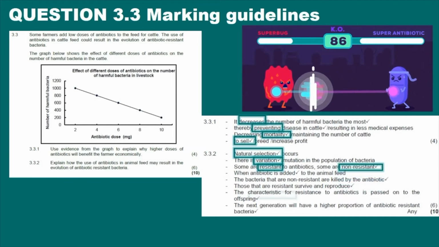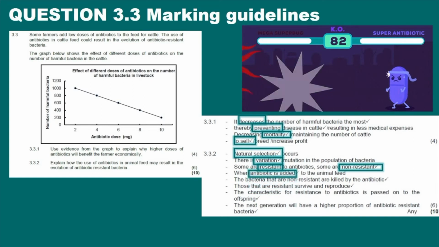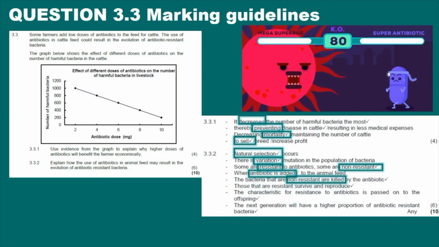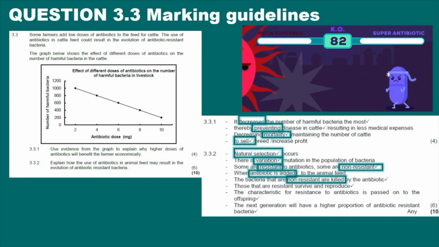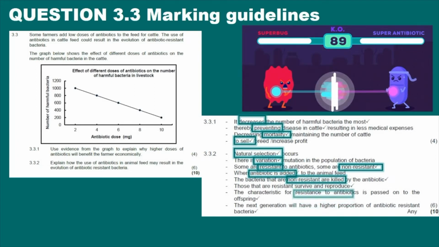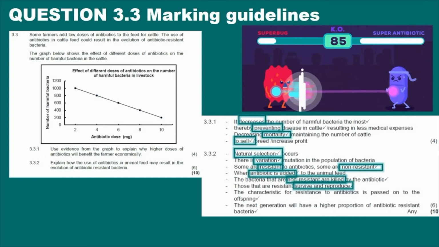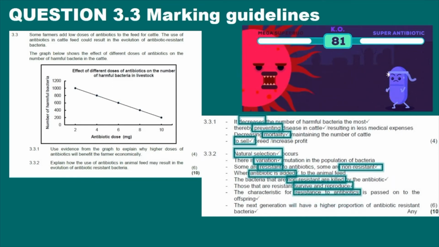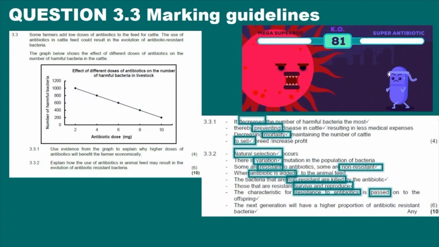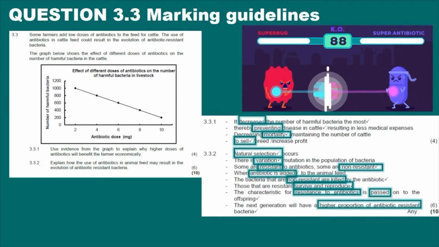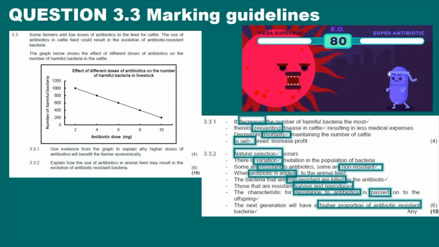So when antibiotics are added to the animal feed, some of the bacteria that are not resistant will obviously be killed, they will die, and those that are resistant will survive and then reproduce. So this characteristic that is resistant against the antibiotics will be passed on to the offspring. And then the next generation will have a higher proportion of antibiotic resistance.